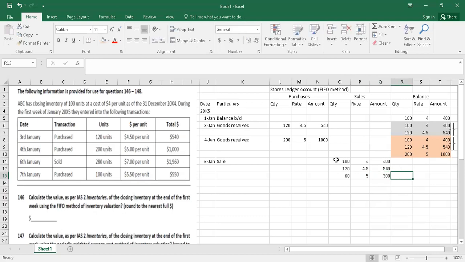So how much is remaining? Out of 200, if 60 are issued, 140 units are remaining as closing inventory, and that has a price of 5. This price of 5 into 140 is 700.